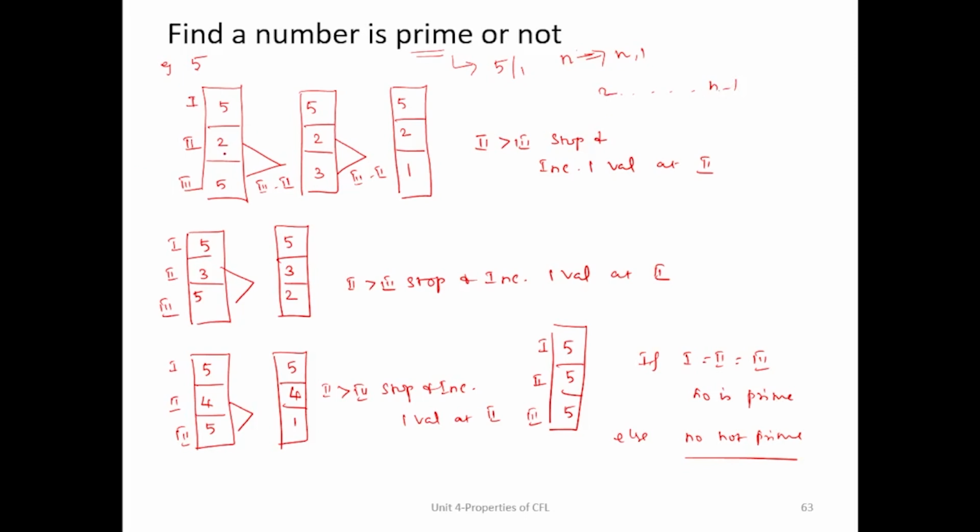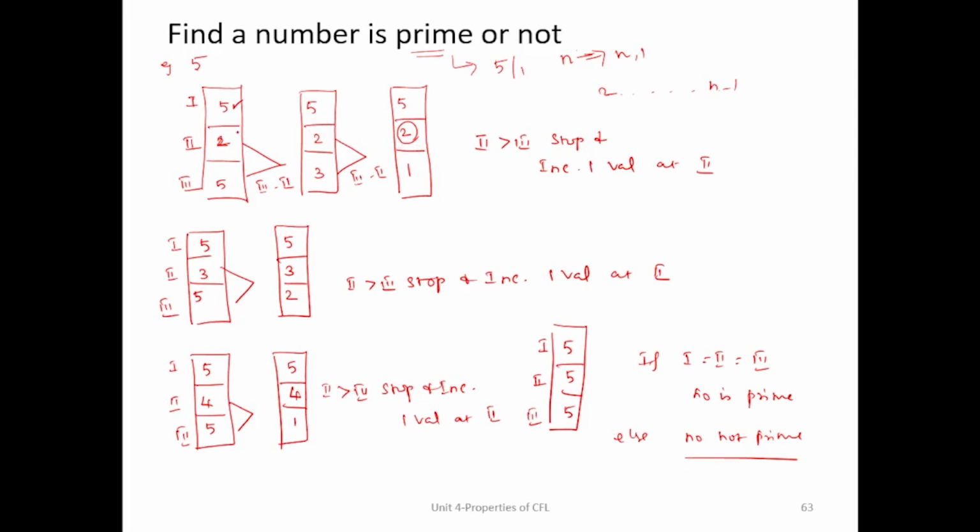So initially I am taking the n value as 5. So we should start from 2 onwards. The same repeated subtraction procedure. So 5 minus 2, 3, 3 minus 2, 1. So in this situation, layer 2 value is greater than layer 3. We should not stop it. Instead of that, we only increment the layer 2 value because the given number is not divisible by 2.